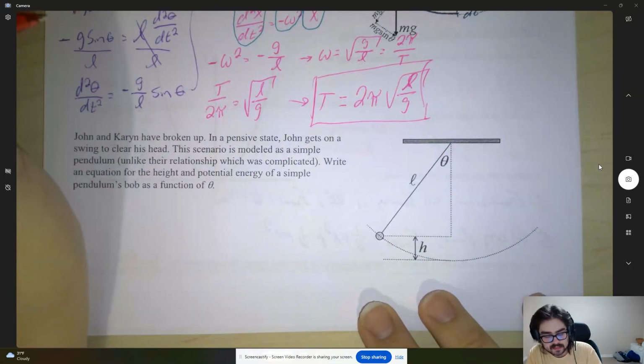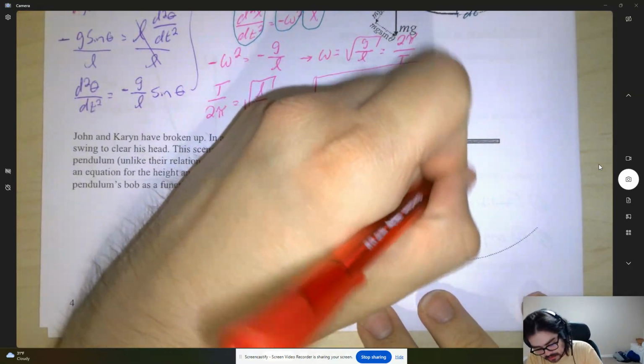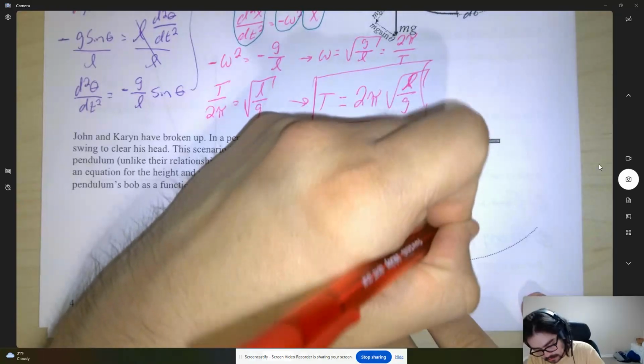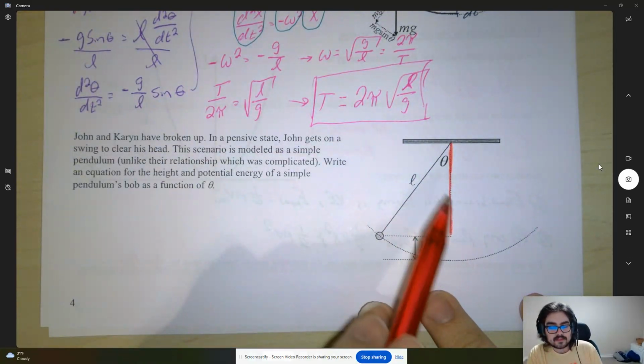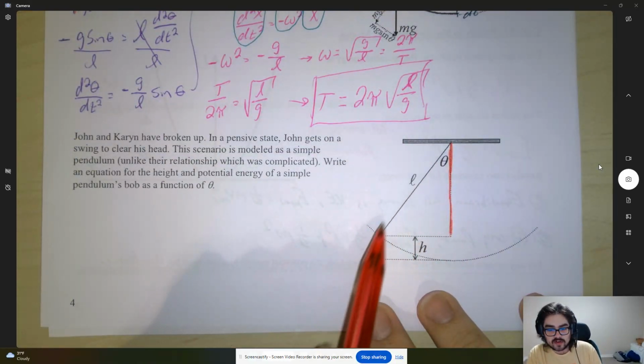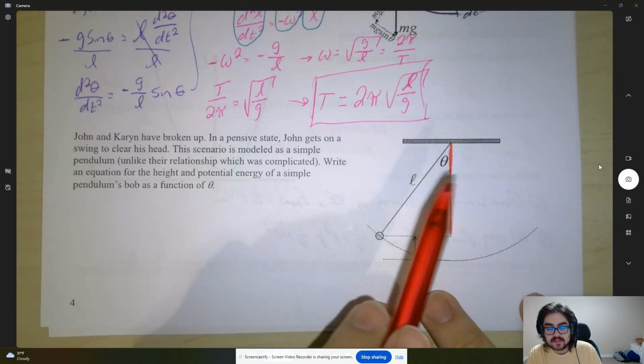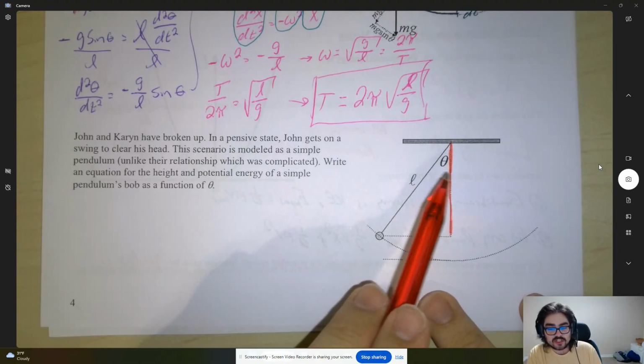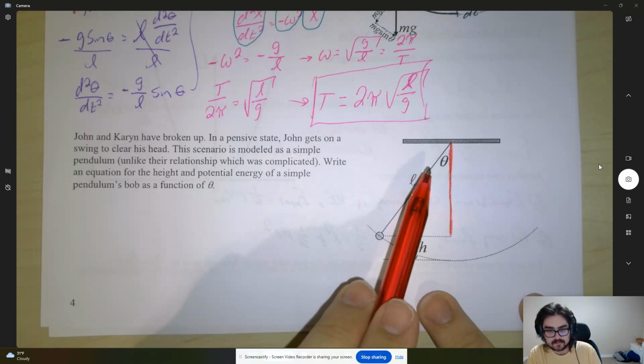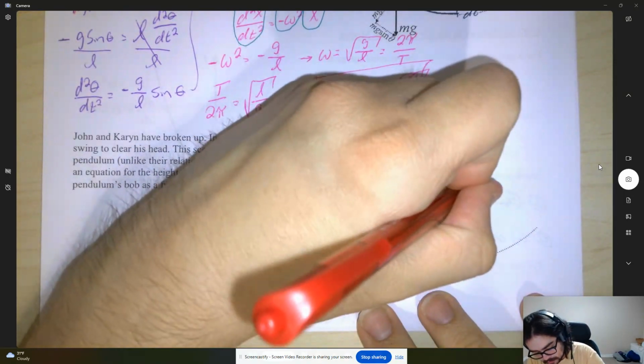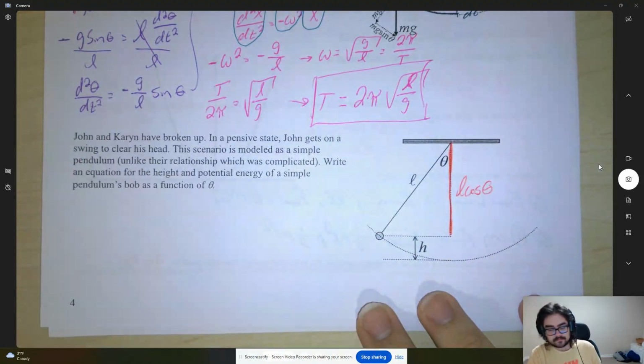I want you to recognize this. This part that I'm going to shade here in red is going to be a part of the right triangle that this makes. This part right here is adjacent to the theta, so this is going to be L cosine theta.